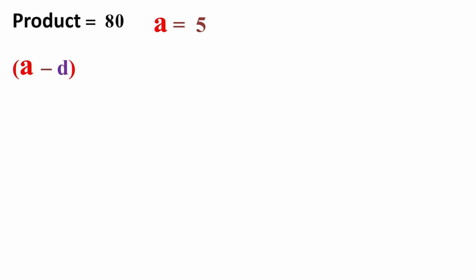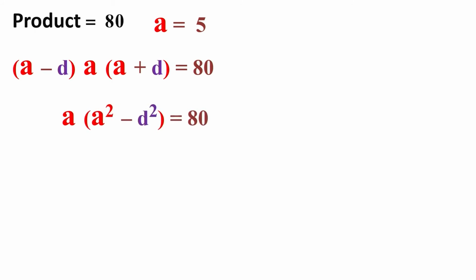The first term is a minus d, the second term is a, and the third term is a plus d. The product, a minus d into a plus d, is 80, correct? Here, if you observe, I retain a as it is, and a minus d into a plus d is a square minus d square. So it is a into a square minus d square is equal to 80, right?